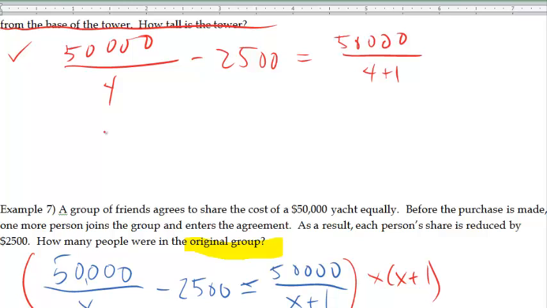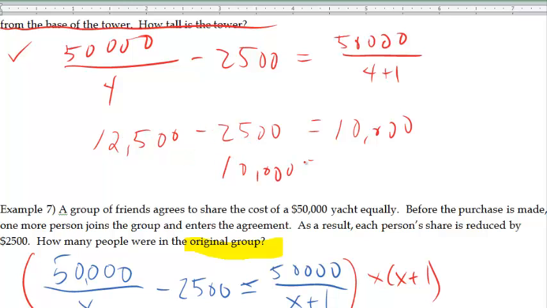Okay, 50,000 divided by 4 is 12,500, minus 2,500 equals... 50,000 divided by 4 plus 1 is 5, is 10,000. 12,500 minus 2,500 is 10,000. So really, each person in the end paid 10,000, and it all checks out.